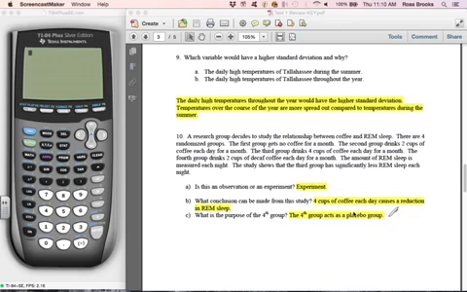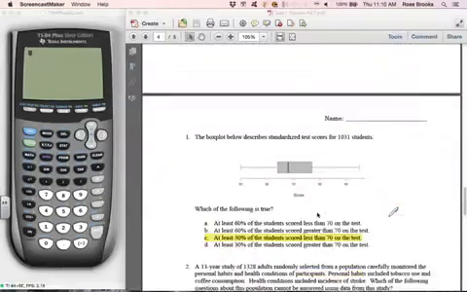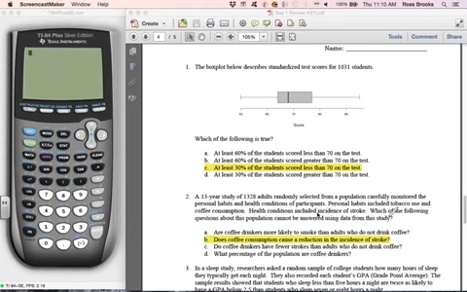Next up, I want to look at some examples of multiple choice questions. Your first test will consist of multiple choice questions and short answer questions. This is a good idea of how some of the multiple choice questions may look, the thought process you'll have to go through. And the key is to use your answers and see which ones make sense and which ones don't make sense. So number one, this box plot describes the standardized test scores for 1,031 students. Which of the following is true?